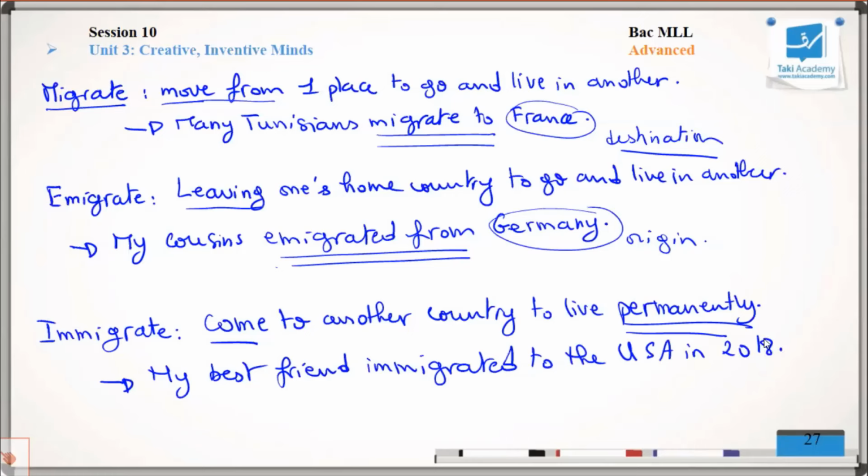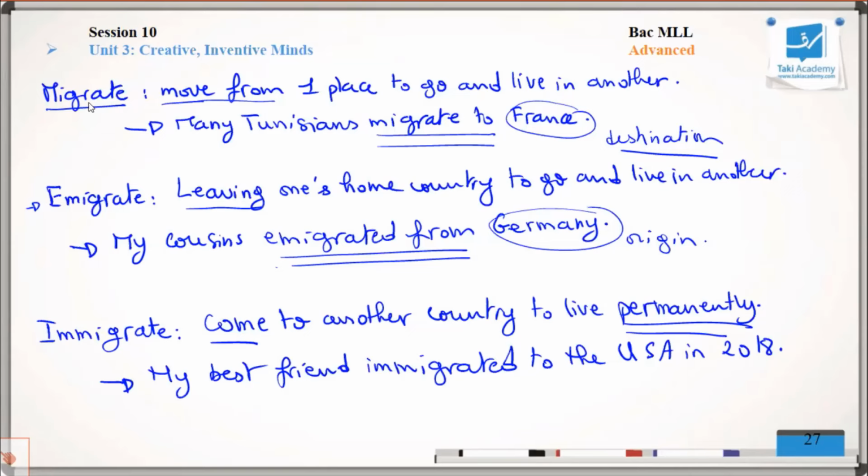So that's the difference then. Emigrate, the second one, actually. So my cousins emigrated from Germany. They left that country. You talk about the country of origin. For migrate, you talk about the destination where they went. Many Tunisians migrate to France. And then immigrate, this means they live there forever. And migrate is used to talk about animals. We talk about animals' migration.